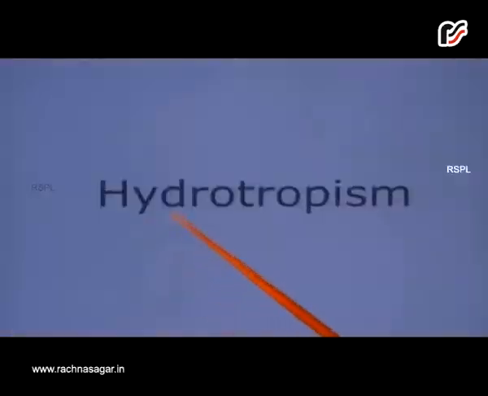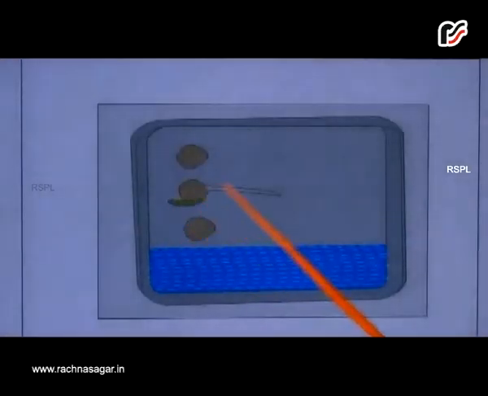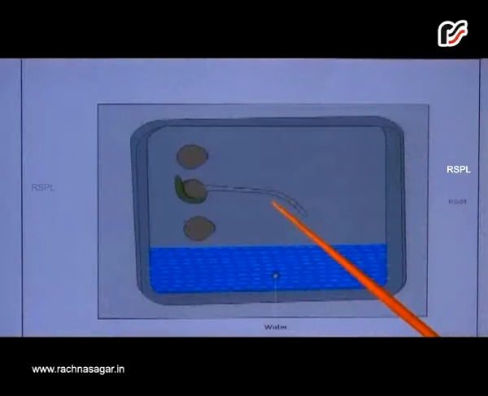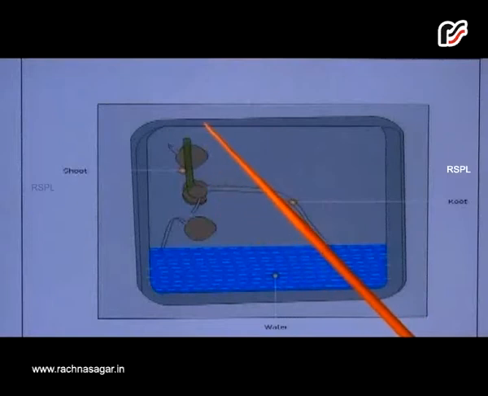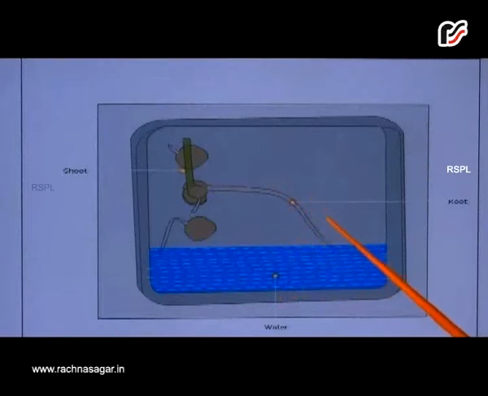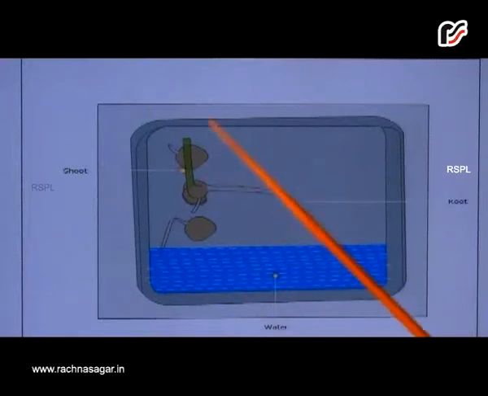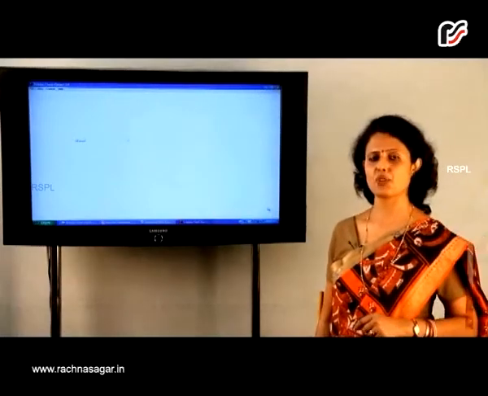Now let's study hydrotropism. Here hydro refers to water. Have a look, children. When a part of a plant moves towards the stimulus of water, we call it hydrotropism. Here we have a germinating seed. Here goes the shoot, and please check, here we have water and the root slowly starts moving towards water. Hence we can say the root is positively hydrotropic, whereas the shoot is negatively hydrotropic, because the shoot is moving away from water, whereas the root is moving towards water.